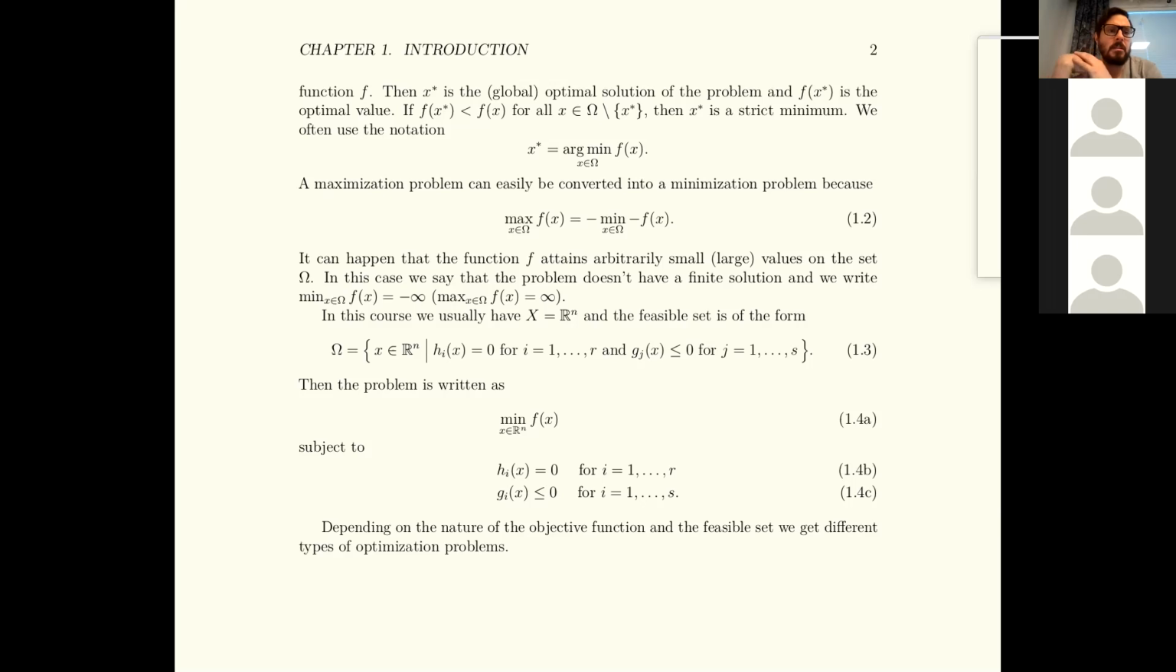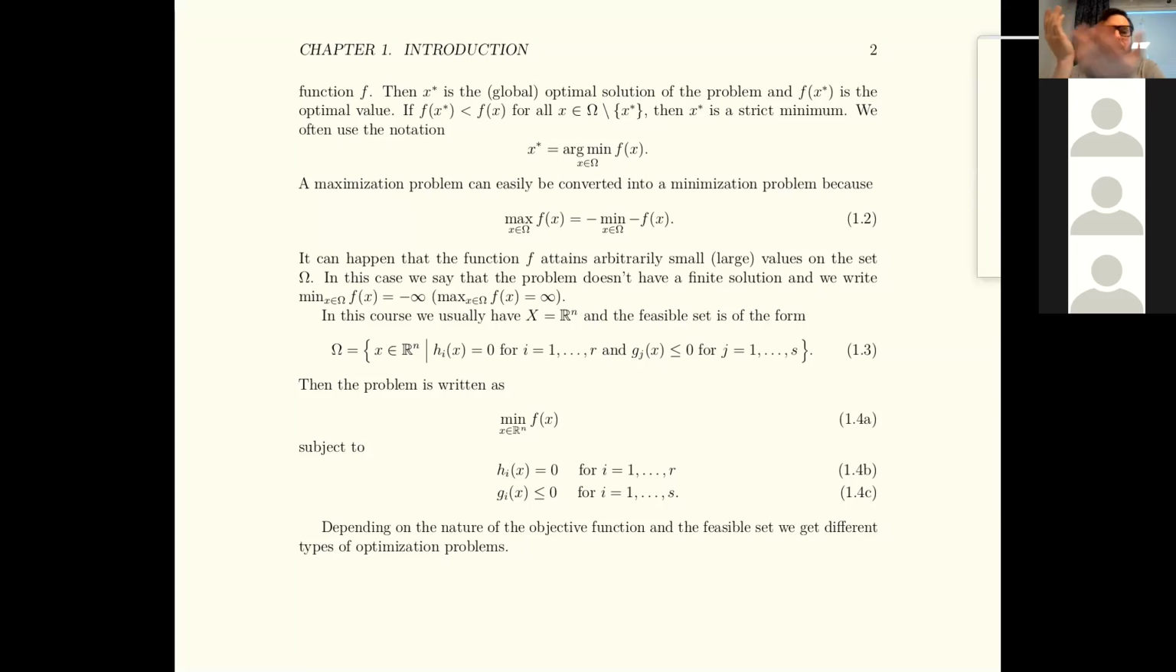Okay, this seems easy enough, but more often than not, it is possible. Not necessarily in my example of driving routes, but in some cases it can happen that the function that we are talking about, this f of x, can attain arbitrarily small or large values when we are inside this set. In that case, the problem doesn't have a finite solution. Instead, the minimum can be minus infinity or the maximum can be infinity.